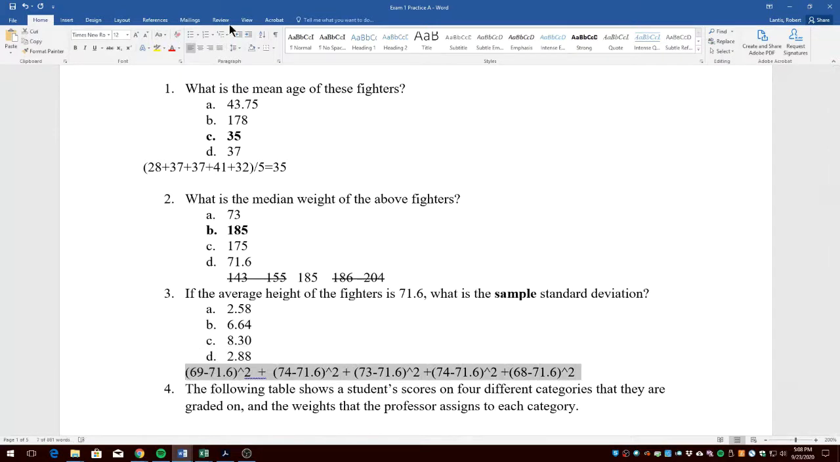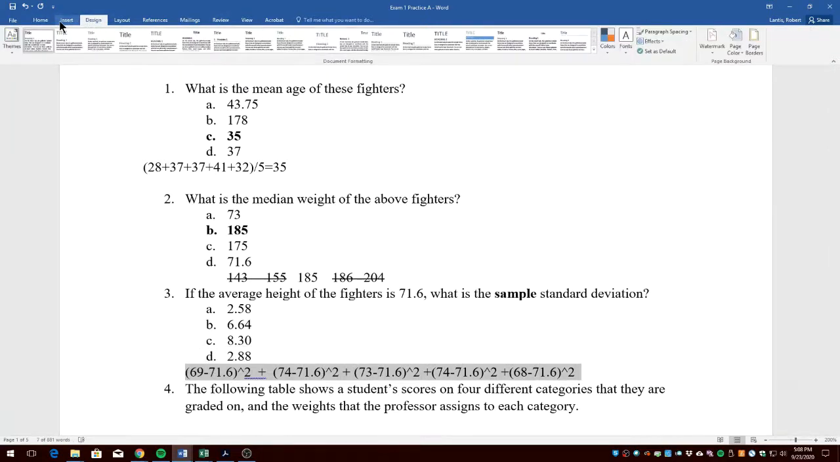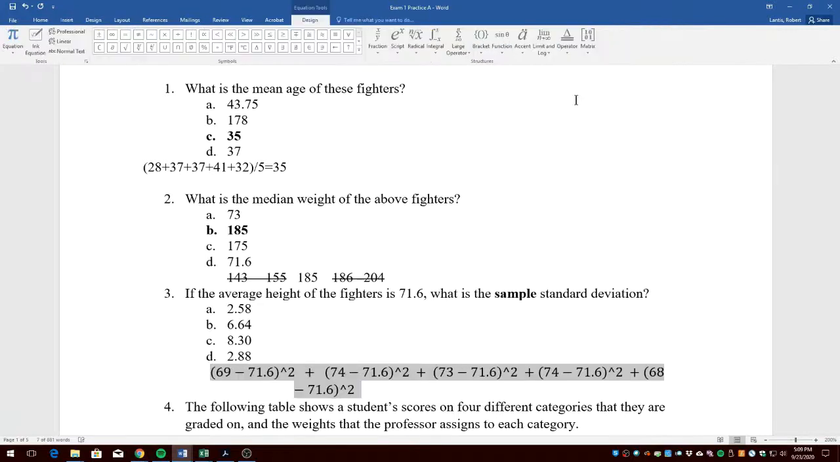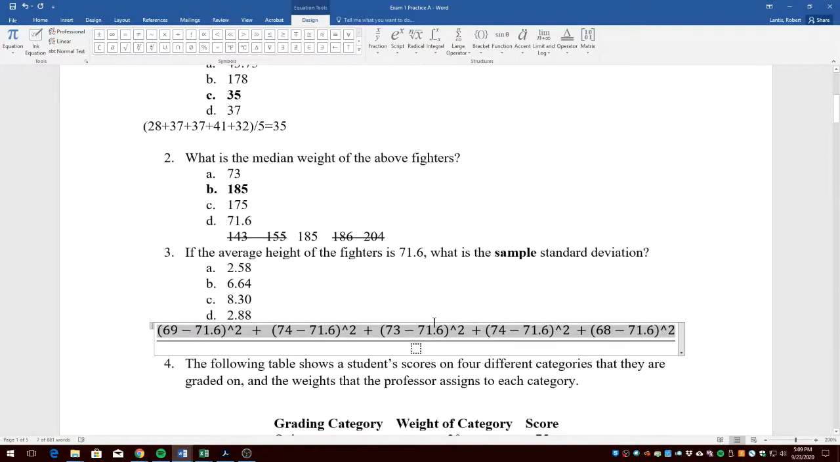I'm then going to want to take that. Let me see if I can put this into an equation so you can kind of see this here. I'm then going to divide that by n minus 1, which my sample size was 5, minus 1, so I'll divide it by 4.